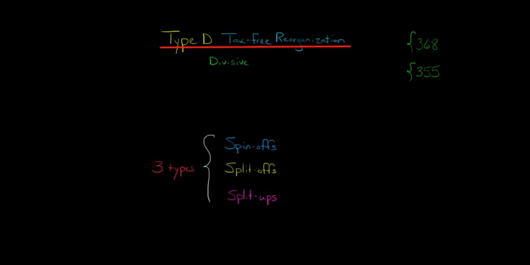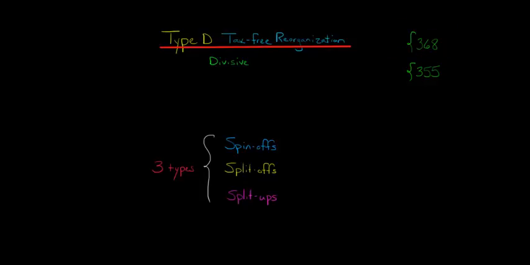In this video, we're going to talk about Type D tax-free reorganizations. Type D reorganizations can be acquisitive or they can be divisive, and in this video, we're going to be talking about the divisive type. Divisive Type D reorganizations are governed not only by Section 368, but also by some requirements in Section 355, which we're going to talk about.